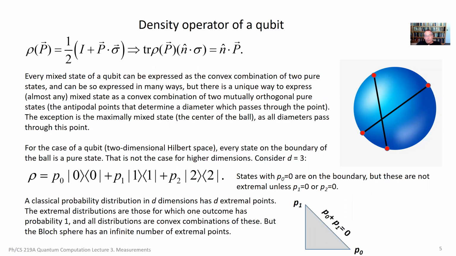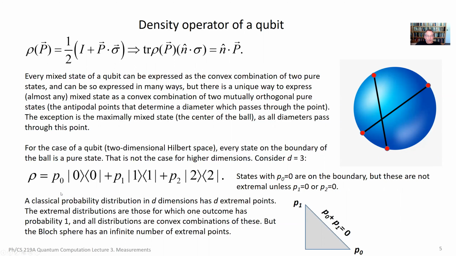That's what the density operator looks like in its diagonal basis. Now, if any one of those probabilities, P0, P1, P2, which sum up to 1, is 0, that is on the boundary of the space of density operators, which are non-negative Hermitian operators.